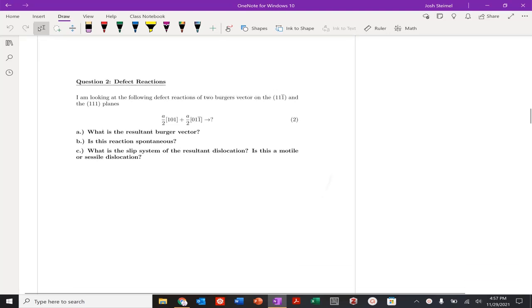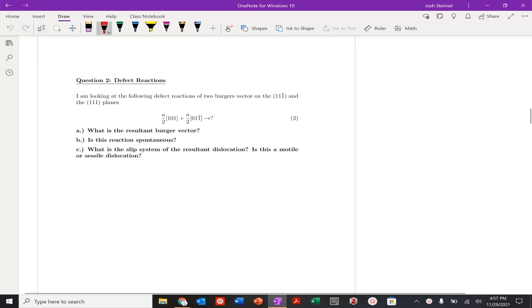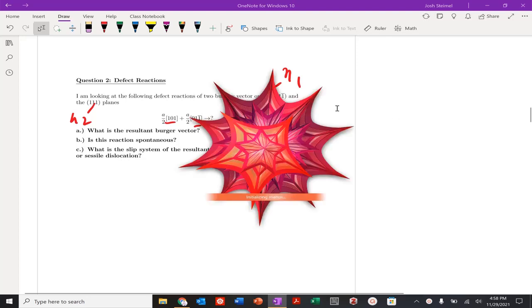Okay, so we're now on to problem 2. I'm looking at the following defect reactions of two Burgers vectors on the 1, 1, minus 1 and 1, 1, 1 plane. So I know that this is my normal 1 of this material, and this is my normal 2 of this material. These are my Burgers vectors here and here. I'm just going to go ahead and set up the equation for the resultant Burgers vector, and we'll figure out all these different values.